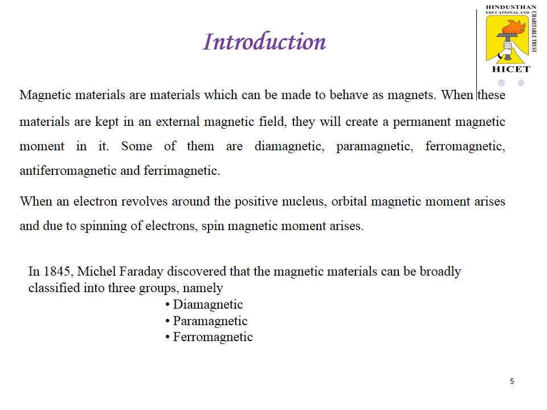When an electron revolves around the positive nucleus, orbital magnetic moment arises, and due to spinning of electrons, spin magnetic moment arises. In 1845, Michael Faraday discovered that magnetic materials can be broadly classified into three groups, namely diamagnetic, paramagnetic, ferromagnetic.